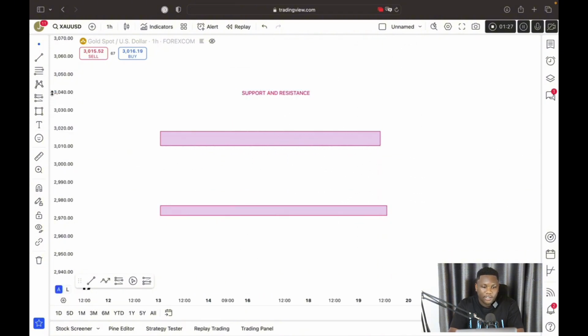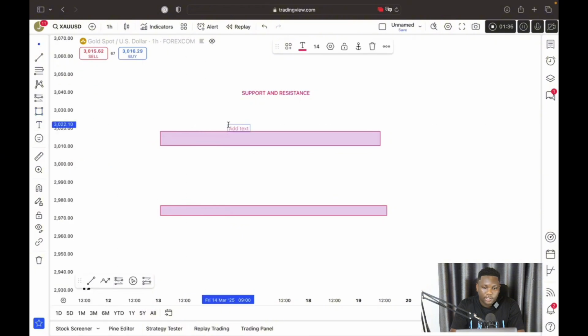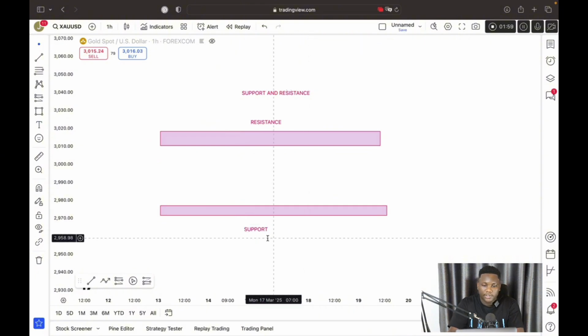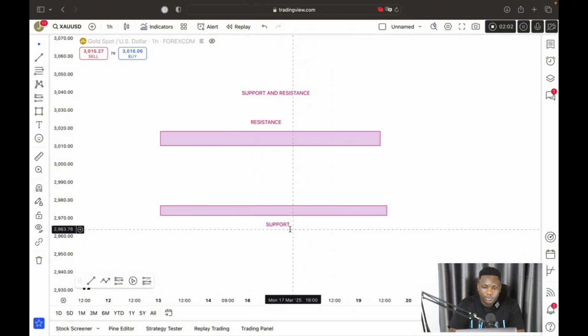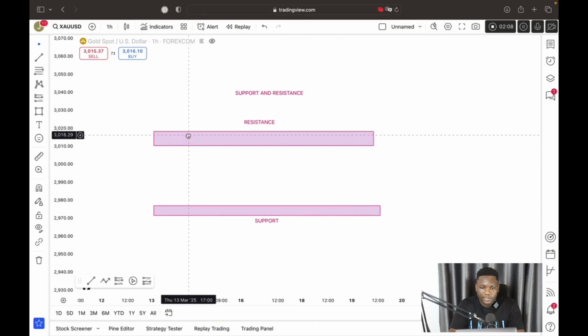So guys, as you can see here, we have what we call the resistance level. Let's name it here. This line here, as you can see, we call resistance. Then we have what we call the support level, here, this down line. This key level we call support, and this key level we call resistance.